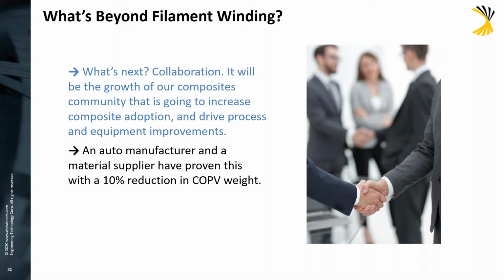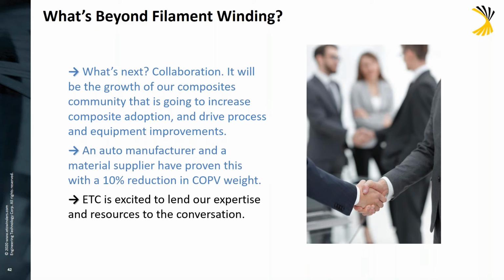An auto manufacturer that I can't mention and a material supplier that I also cannot mention have proven this. They have gotten together and, through their test methods, through their design methods, and the supplier's willingness to create products that the automotive manufacturer needs, they've reduced their COPV weight by over 10%, which is phenomenal. Very much world-class, and I think you'd probably be surprised at who these manufacturers are. They're not the ones in the limelight necessarily, but they are doing good, and they're doing it because they're collaborating.